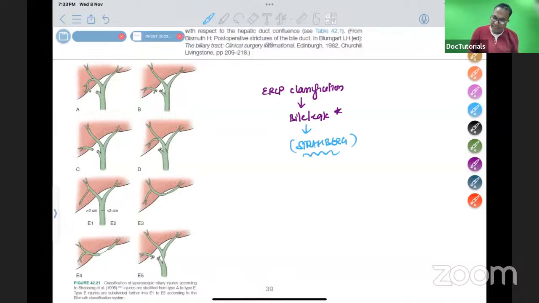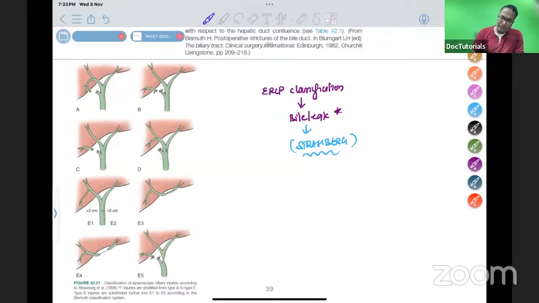Please remember, the question is not asking Strasberg. AIIMS examiners are not going to ask such a superficial question. Even in the FMG exam, they are going to ask the grading of the Strasberg. In the AIIMS exam, they won't ask you superficial things like what is the bile duct classification. Please have that in mind. It is not going to be so easy.